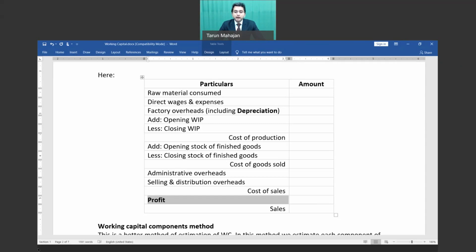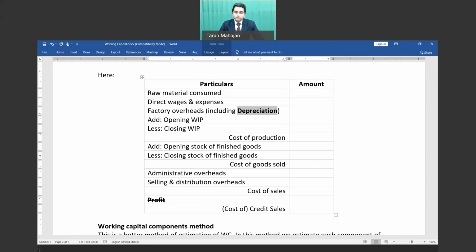And that's why, while calculating debtors, I'll not take credit sales. Let's assume the entire sales is credit. I'll not take credit sales. I'll take the cost of credit sales. So kind of I will exclude profit. Number one.